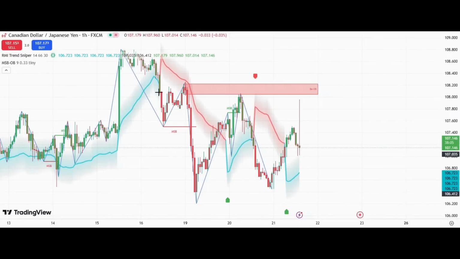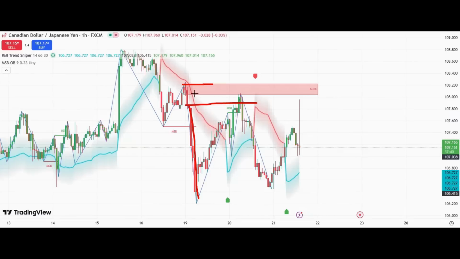Here is also another example. You have here the RMI trend sniper has already given indication that price is going to move down, but we don't enter the trade yet. We see that there is a market structure which has formed and price tried to break but was not able to break but closed below. At the close of this candle, this is the point at which we enter the sell.